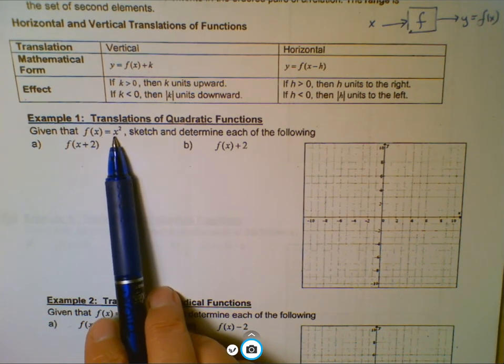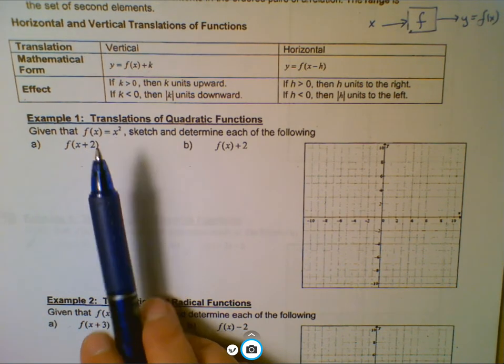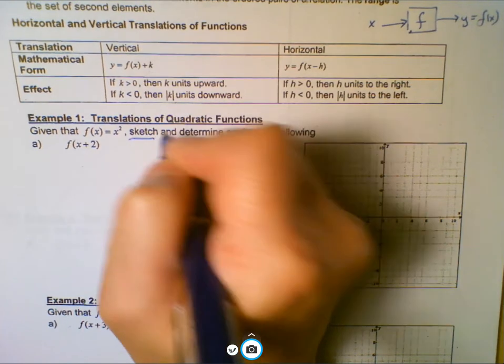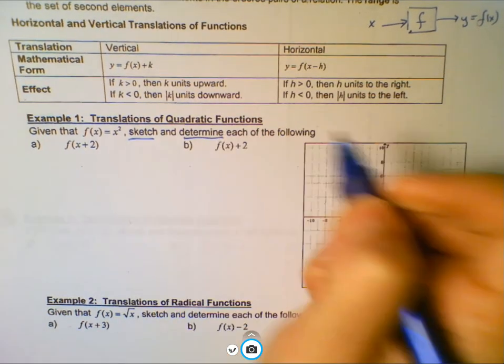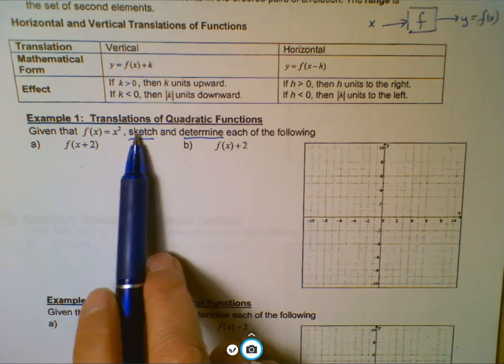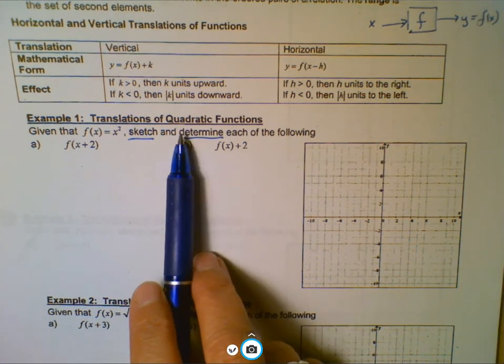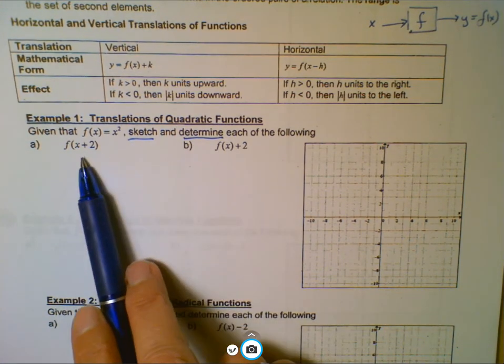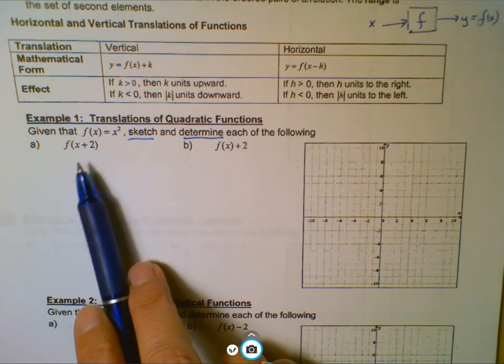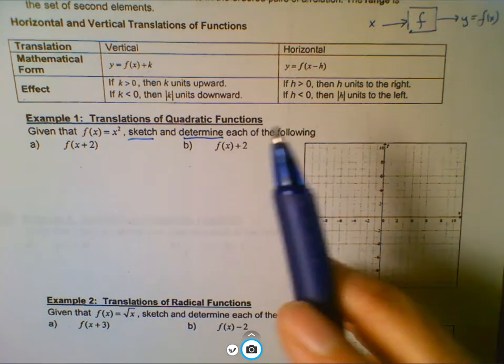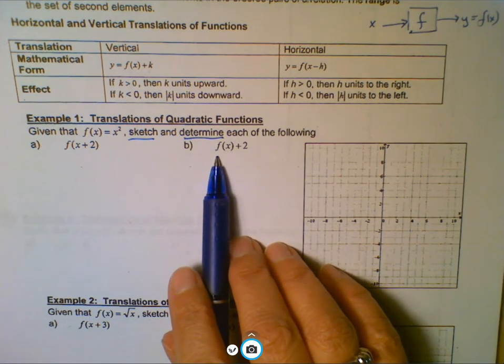Let's start with our plain old vanilla quadratic. This is saying to sketch and determine each of the following. Sketch means to sketch it on this grid. Determine means write the equation of f of x plus 2 or whatever. So let's start with, I would like to start with b. It's a little bit easier. So let's start with b.